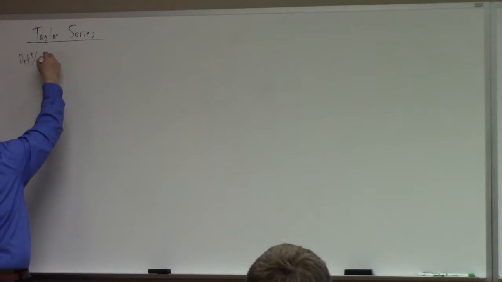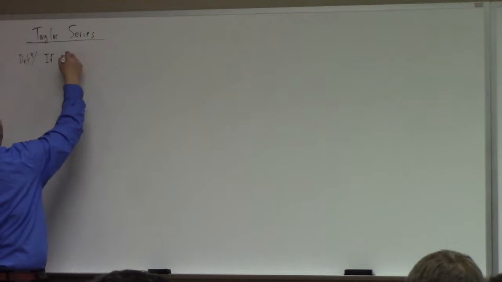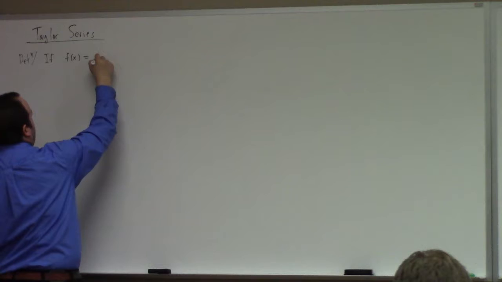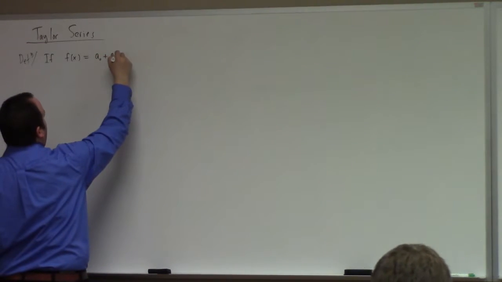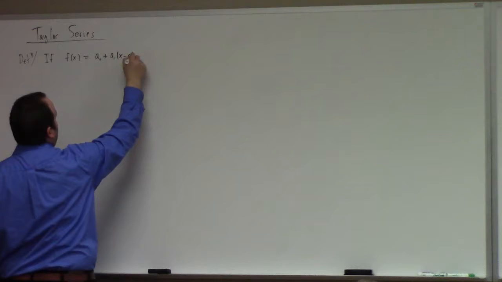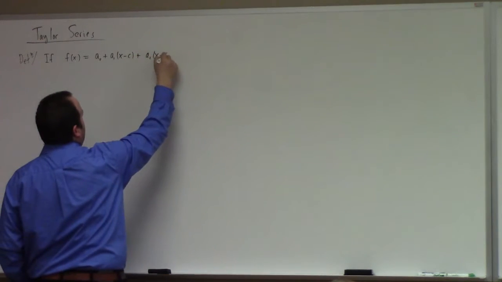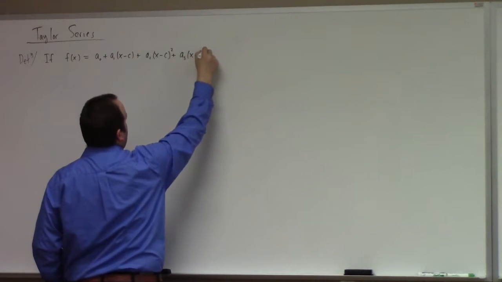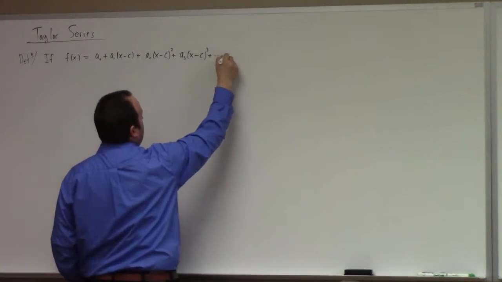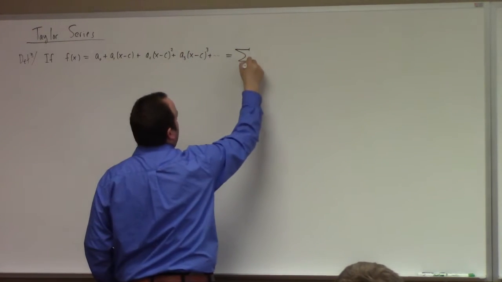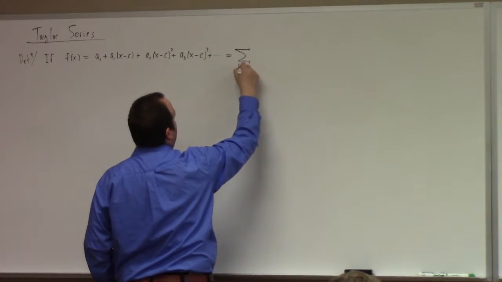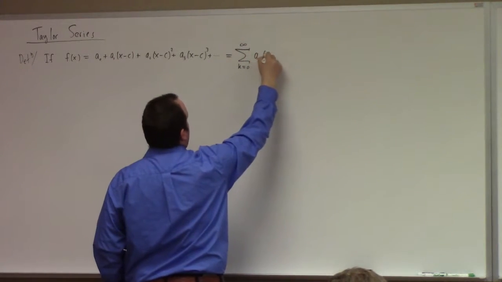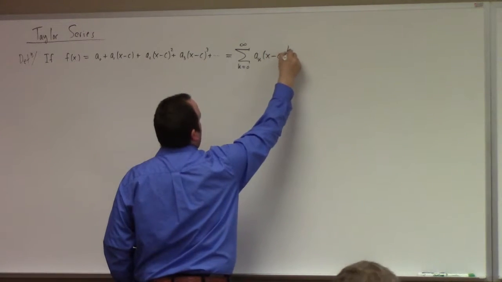Definition. If f of x is equal to a naught plus a1 times x minus c plus a2 times x minus c squared plus a3 times x minus c cubed plus dot, dot, dot. In other words, the generic term is the sum, let's say k equals 0 to infinity of a sub k times x minus c to the k-fold power.